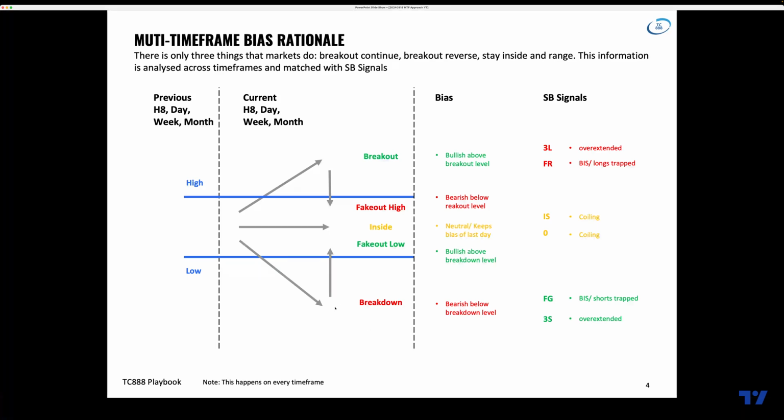The same on the downside. So if we have a breakdown, we are bearish. If it comes back up again, we have a fake out low. And again, the breakdown level here is the critical one. We are bullish above the breakdown level because it's a fake out low then, and we are bearish as long as it stays below. This is exactly also how Stacy looks at it.